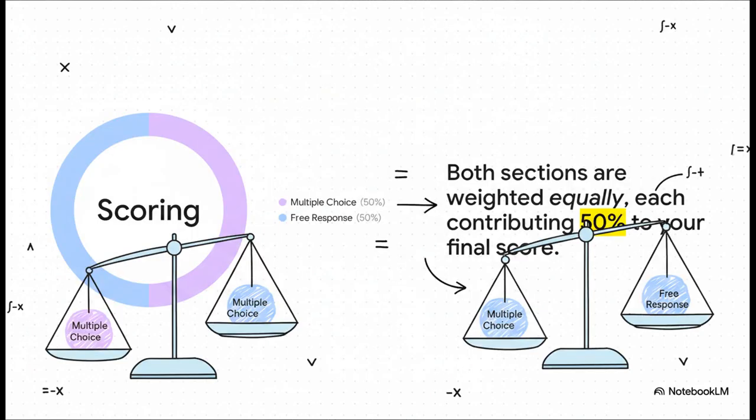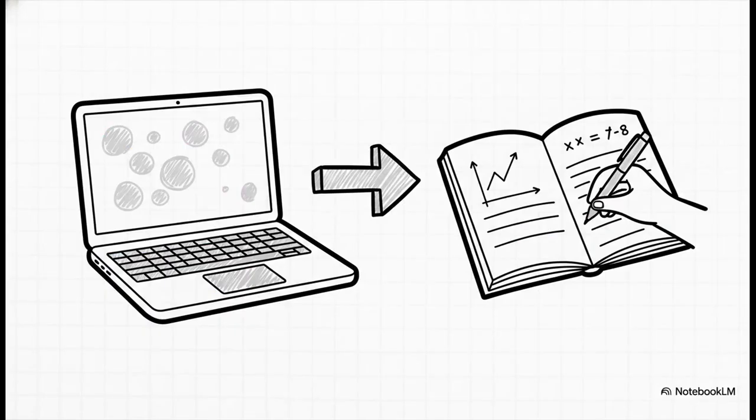Now check this out. This is so important for your strategy. The multiple choice section and the free response section are each worth exactly 50% of your total score. What does that mean? It means you have to be solid on both. You can't just be a multiple choice whiz and bomb the free response or vice versa. They're equally important.